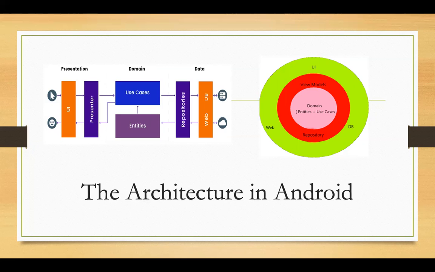The way it is implemented is we usually form different modules in Android. The most independent module is the domain module, which comprises the use cases and entities, as shown by the blue and the brown boxes. Then above that are the presentation and data layers or modules. In the presentation module, we have presenter and UI. And in the data module, we have repositories and web and DB.